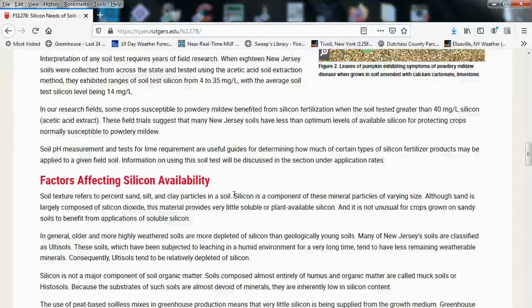When 18 New Jersey soils were collected from across the state and tested using the acetic acid soil extraction method, they exhibited ranges of soil test silicon from 4 to 35 milligrams per liter, with the average soil test silicon level being 14 milligrams per liter. In our research field, some crops susceptible to powdery mildew benefited from silicon fertilization when the soil tested greater than 40 milligrams per liter silicon on the acetic acid extract test. These field trials suggest that many New Jersey soils have less than optimum levels of silicon for protecting crops normally susceptible to powdery mildew. And again, I'll add, foliar feeds are a great way to supplement that directly, and with much less material needed to achieve the same effect.